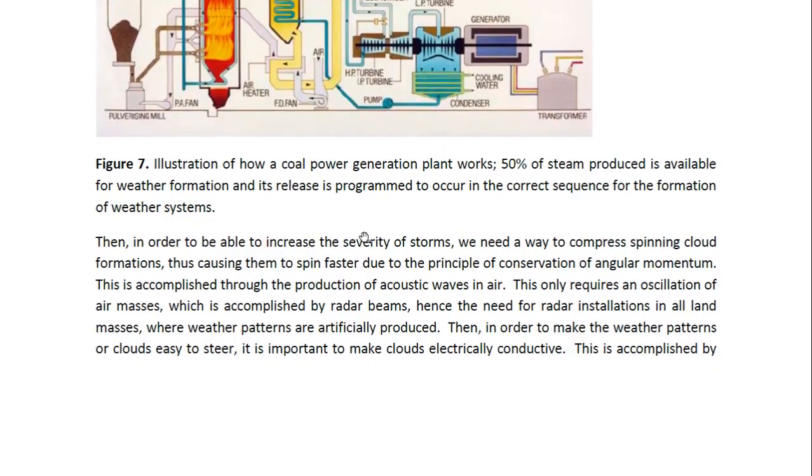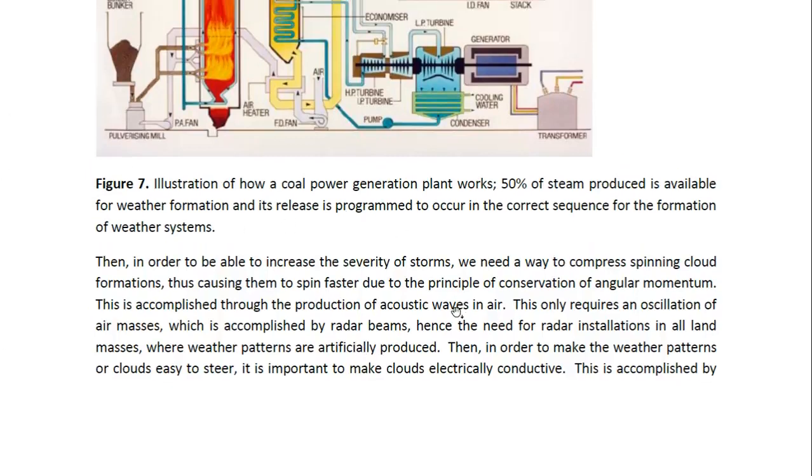Now, so this is actually being used artificially, but other things are needed in order to steer the storms and sometimes increase the strength of the storms. And the use of radar seems to be used to compress the storms and increase the rotation as well as steer them, because radar produces acoustic waves in air.